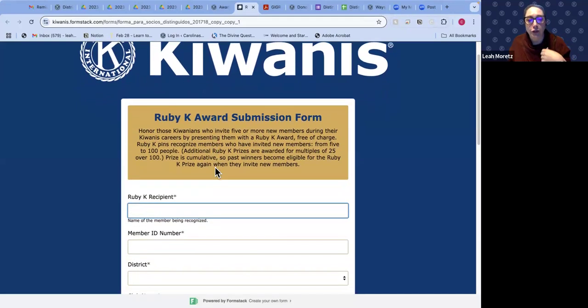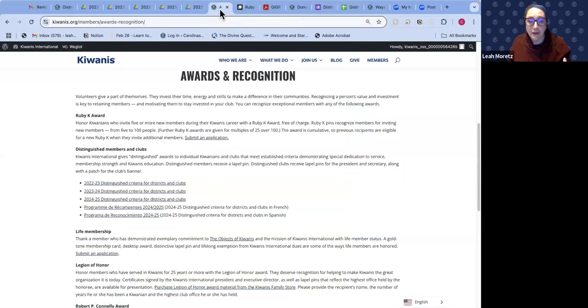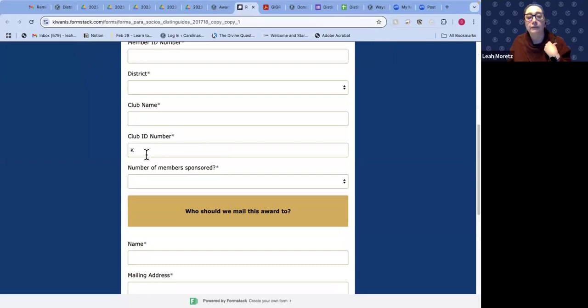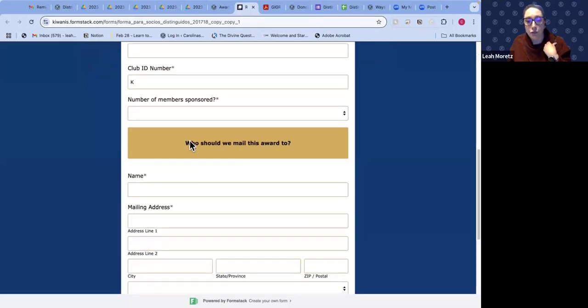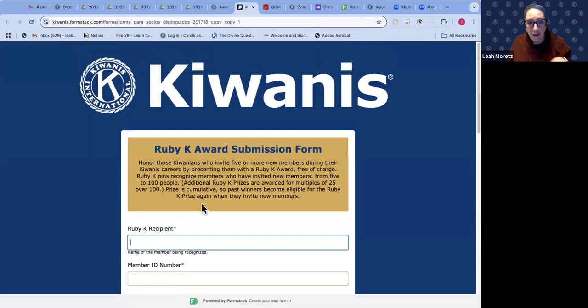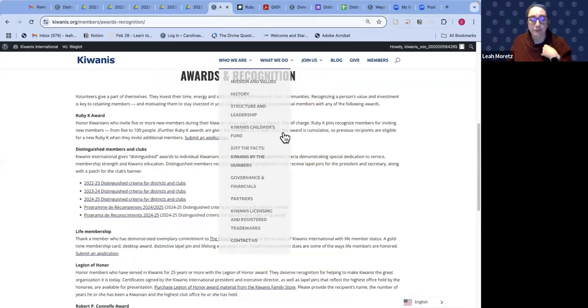But this is a great one for you to have your secretary comb through your records to see how many people, and then do this as a special presentation for several of your members at the same time. So you can go back through the lifetime of that person. And I do believe it's on the honor system. So you're going to enter the person's name. You need your key number, the number of members sponsored, and who you want the award to be shipped to. But they're not going to go back through the files and confirm that they had 5, 10, 15, 20. This is just for recognition purposes.